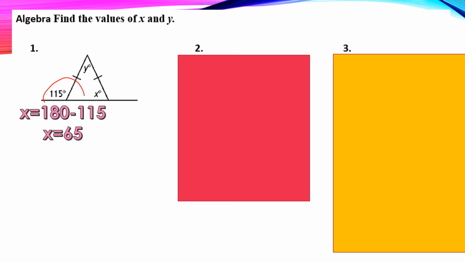Would give me 65. And because this is an isosceles triangle with these two legs here, x has to equal 65 as well. To get y, I know that the two base angles are 65, so I can say y equals 180 minus 2 times 65, and then I would get y equals 50.